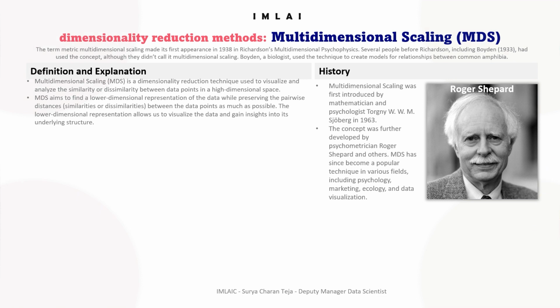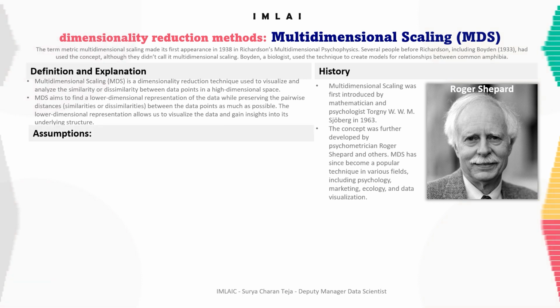So now let's look into a few important aspects of multi-dimensional scaling. The first one is assumptions. What assumptions do we have to consider before we apply multi-dimensional scaling to our data set? The first one is metric data. MDS works best with metric data, where the distance between the data points is meaningful and interpretable. For example, MDS is suitable for data measured on a scale with a clear numerical interpretation, such as Euclidean distances.